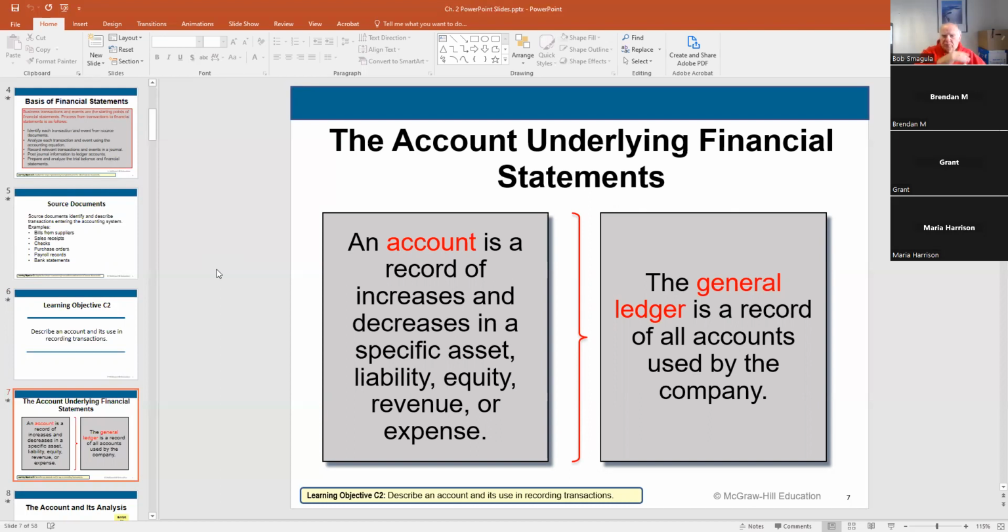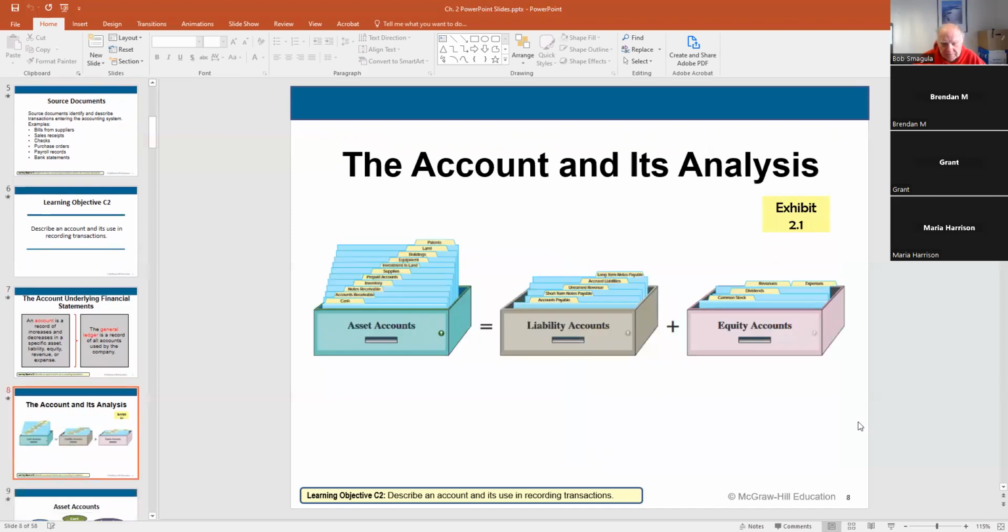Think of them as a folder in your general ledger. And in each of these folders, you're going to record the increases and decreases in that specific account. And that's done into the general ledger. It's a record of all accounts used by the company. So they're just showing you the folder here.